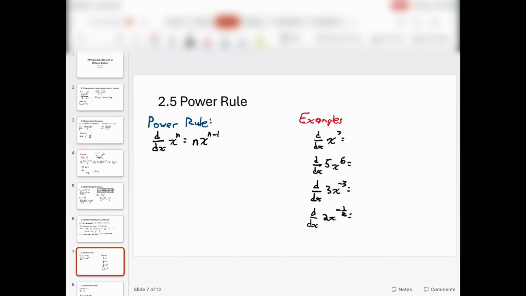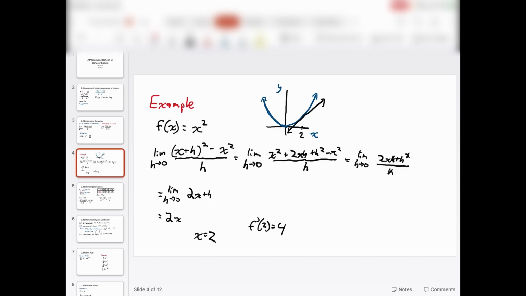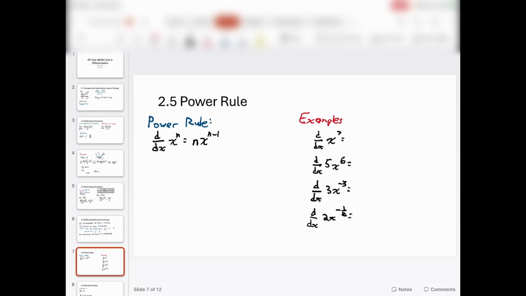And also look at the power rule. As you saw with this example up here, we had x squared, and how it became 2x. Well, this is just given by the power rule. The derivative of a function x to the n is just n x to the n minus 1. So now let's look at some examples over here. We have x to the 7th, and that would just become 7x to the 6th.